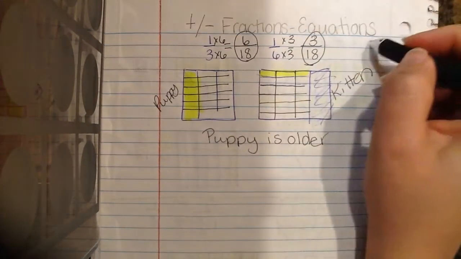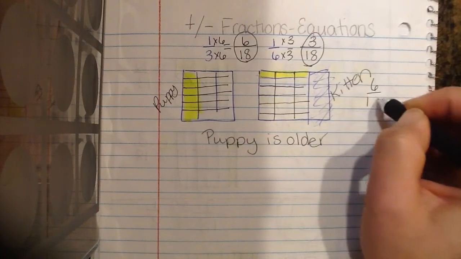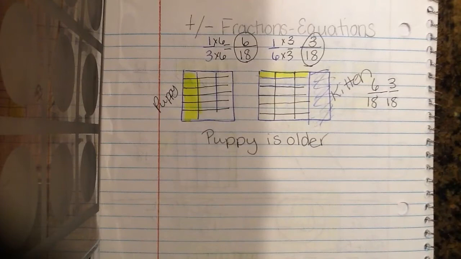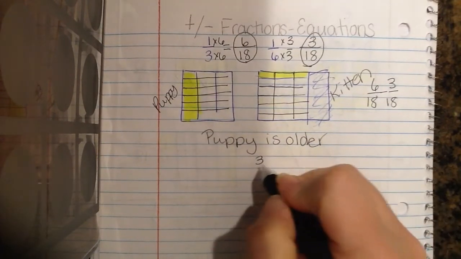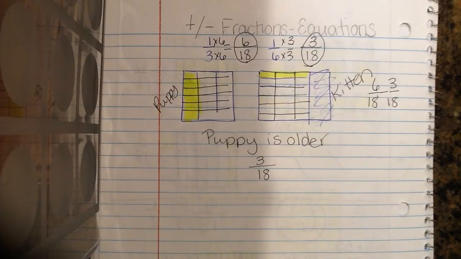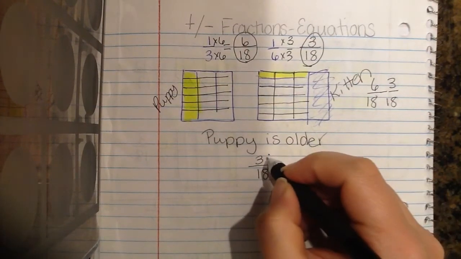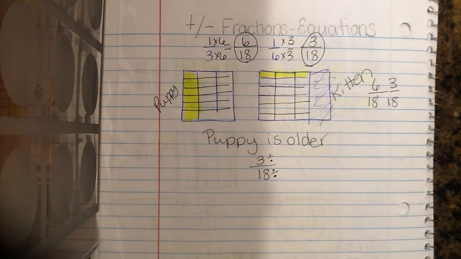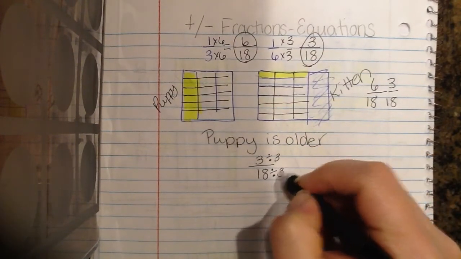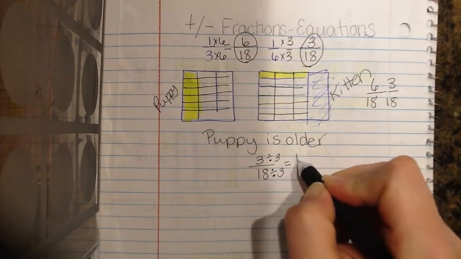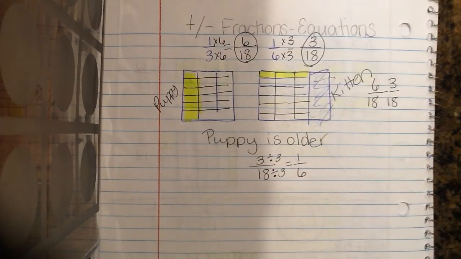So I have to take the difference between 6/18 and 3/18. What's the difference? 3/18. Is there a better way to call 3/18? Yes. What number goes into both 3 and 18? 3 goes into both of those numbers. 3 is a factor of both of those numbers. So I'm going to end up with 1/6.